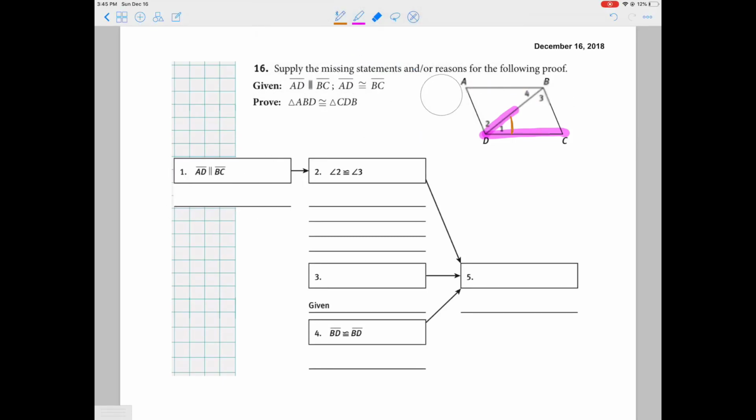Alright, welcome back. I said in the last video I was going to do some more practice problems. So right now we're looking at number 16 on page 18. This is the practice, but we aren't going to do this practice for homework. So we need to highlight the lines that are parallel.